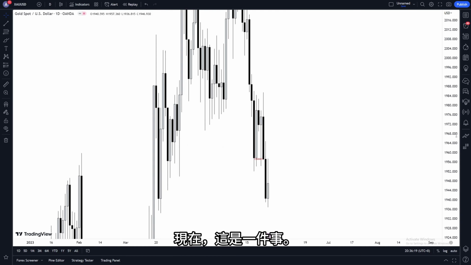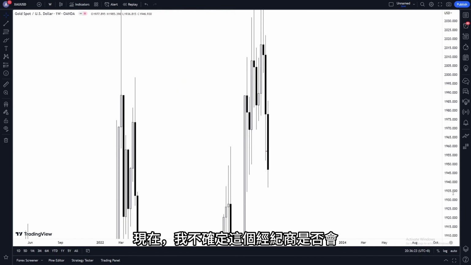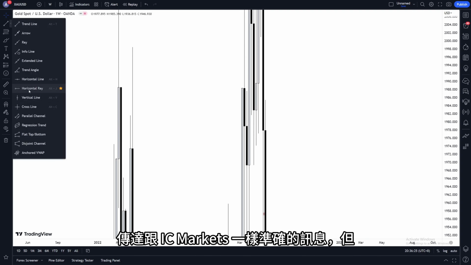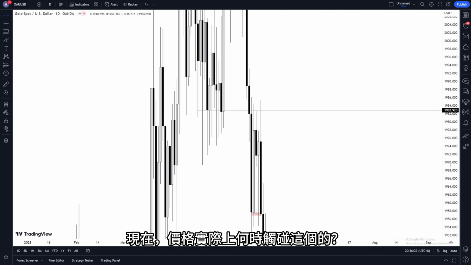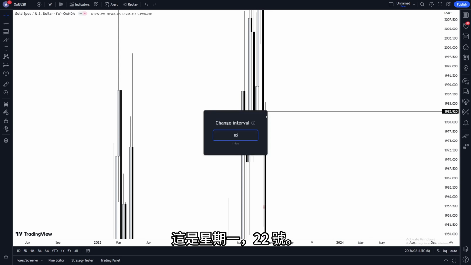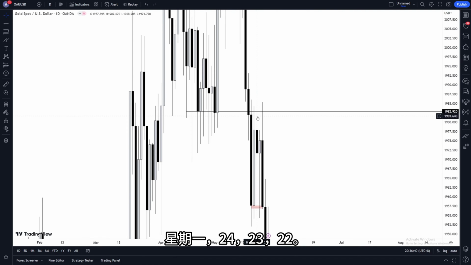Okay, correct? Now, that's one thing. Second thing, I'm not sure whether this broker is going to translate the same accurate message as IC Markets has, but remember we had this weekly resistance, right? Now, when did price actually tap this? This was Monday 22, Monday 24, 23, 22.